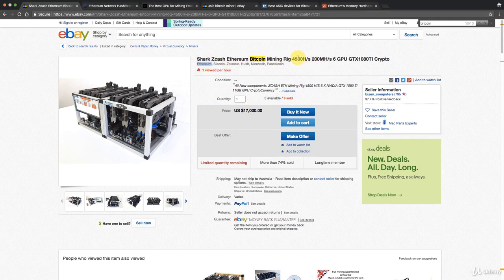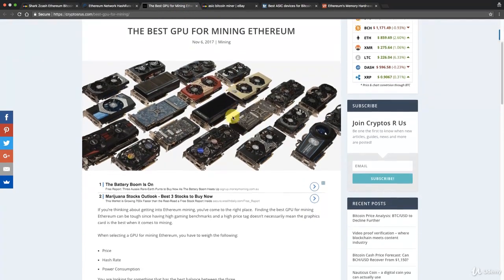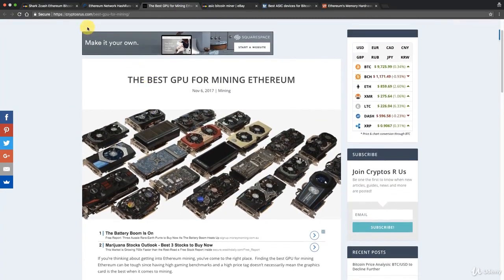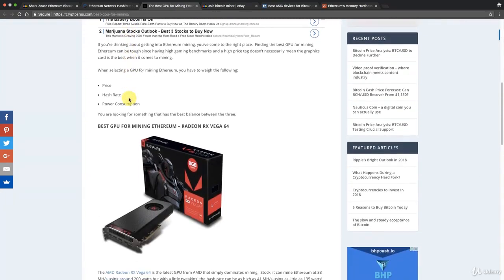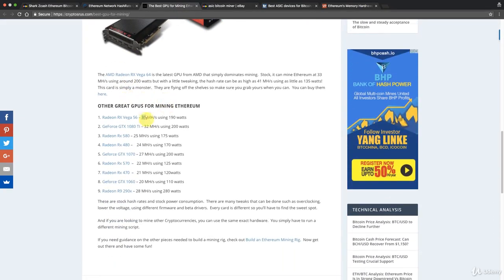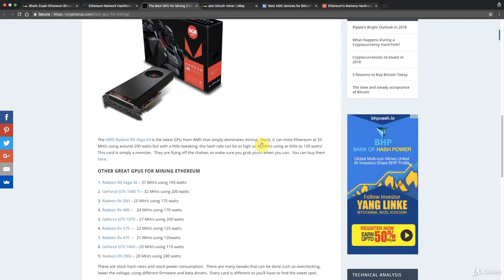So Ethereum here, you can see Zcash, assuming that is linked to that, Ethereum is linked to that. That's about right. 200 mega hashes per second for 6 GPUs, that's about right. The best GPU for Ethereum mining, if we have a look here, they're about 30. This is just an article on Cryptos Are Us. The fastest ones here, you can see 31, 32, 25. So 6 times 30 is about 180 mega hashes per second. This fastest one ever is like 41 mega hashes.